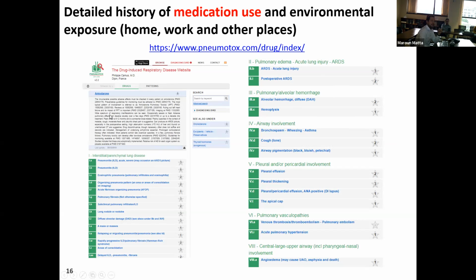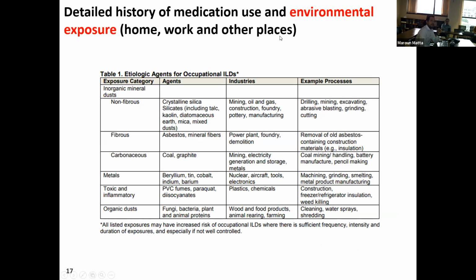Makes sense or not. Now the next part of this is exposures, right? Those exposures are home, work, or other places. A lot of the time we ask about work exposures, but there can be home exposures, or hobby exposures, and we spend a lot of time doing other things. When we divide those exposures, we usually divide them into inorganic, which are chemicals that are not alive. The most common that we think about are silica, asbestos, beryllium, and coal. We will talk more about those when we talk about each one of those diseases. We have some toxic fumes too.